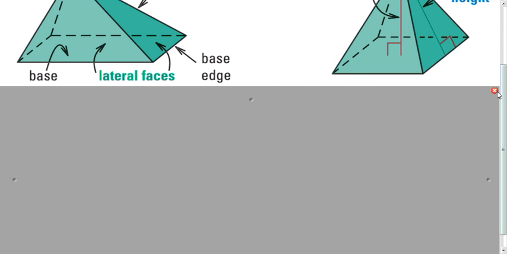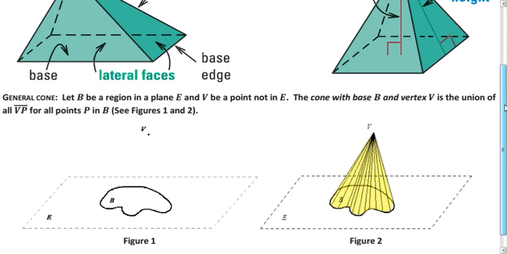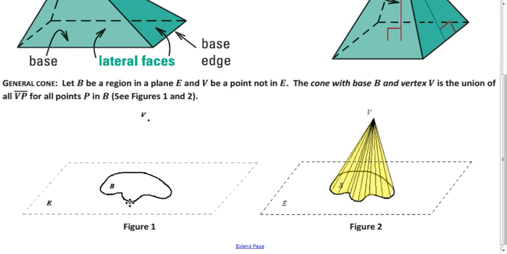So we can generalize this notion, and we have something called a general cone. We can have the base be any region we want. And so you follow the same process, connect all the points to the vertex, put them all together, and we get a general cone in figure 2.